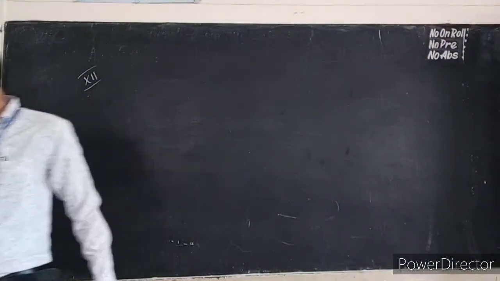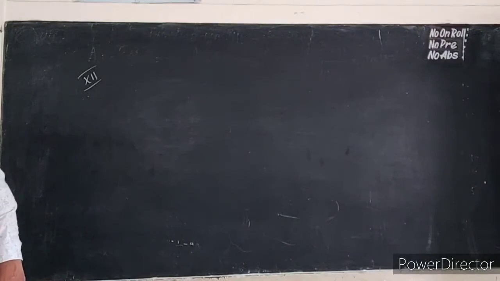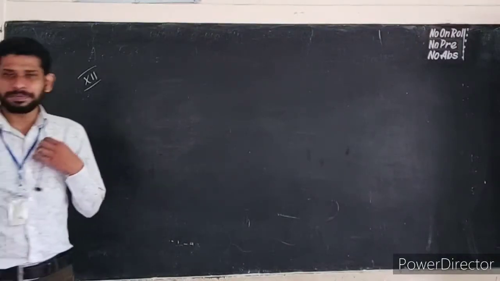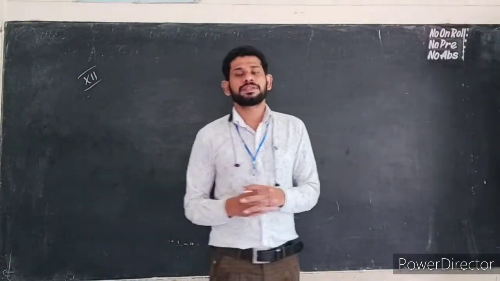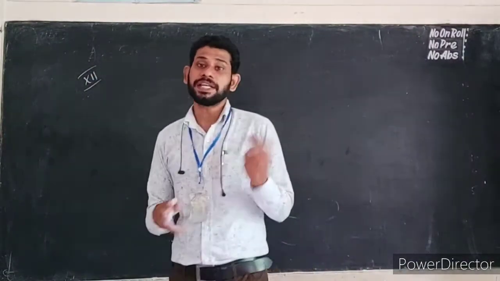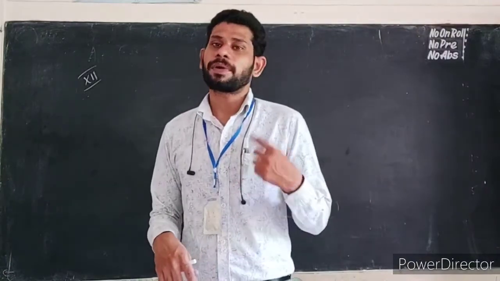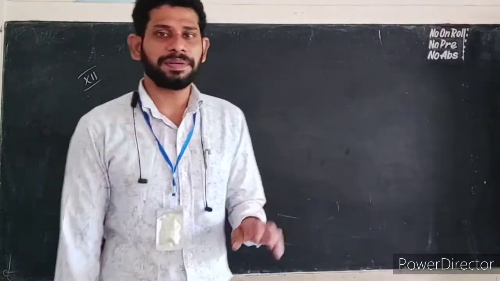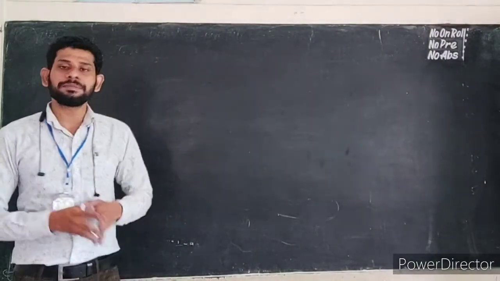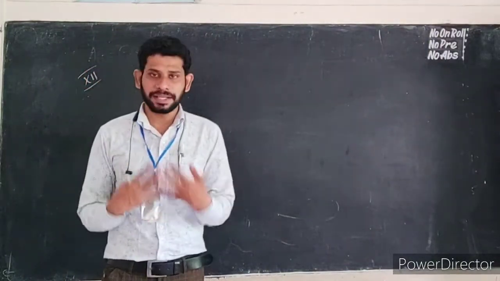Next one, Coulomb's inverse square law. What is meant by Coulomb force? The force of attraction or repulsion between any two charges is directly proportional to the product of the charges and inversely proportional to the square of the distance between them. Same here, the Coulomb inverse square law is discussed for the magnetic field.